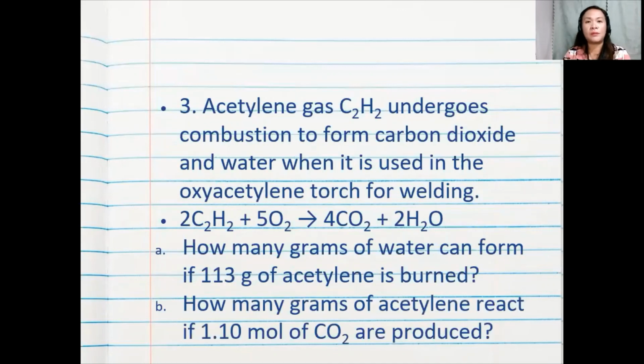The third problem: acetylene gas, C2H2, undergoes combustion to form carbon dioxide and water when it is used in the oxyacetylene torch for welding. So the equation will be 2C2H2 plus 5O2 will form 4 carbon dioxide plus 2 molecules of H2O. First question, how many grams of water can form if 113 grams of acetylene is burned? And then for letter B, how many grams of acetylene will react if 1.10 moles of carbon dioxide are produced?